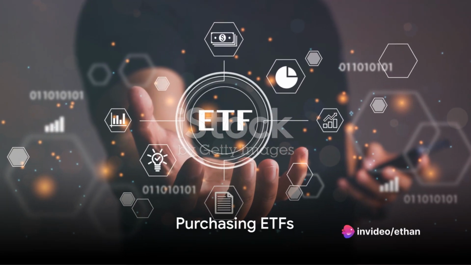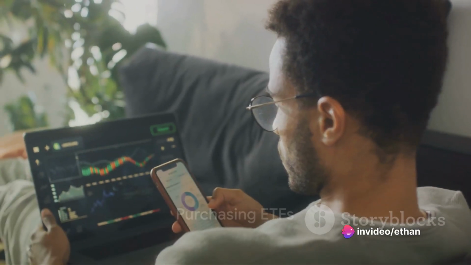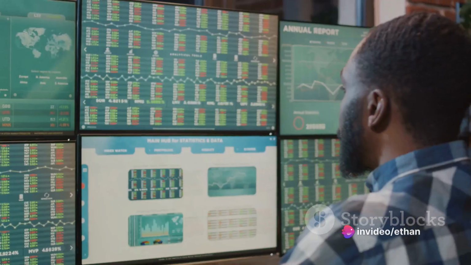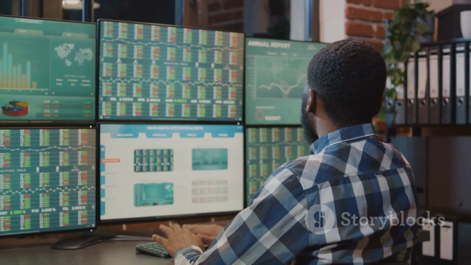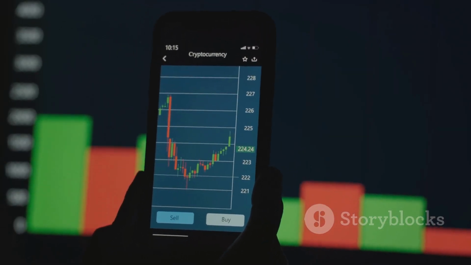With your account funded, you're ready to purchase ETFs. Use Vanguard's platform to find the ETFs you decided on, choose the number of shares, and place a buy order. Then, keep an eye on it to ensure your order is executed.